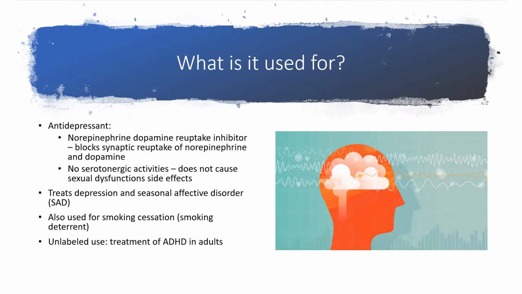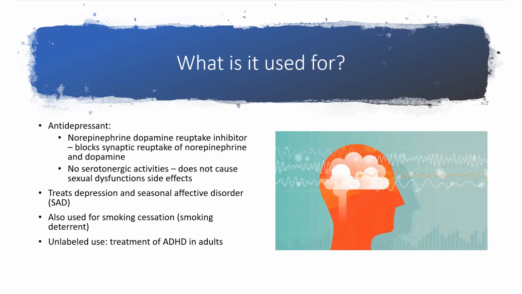So what is it used for? Bupropion is an antidepressant, but more specifically, it's a norepinephrine dopamine reuptake inhibitor. This means that it blocks the synaptic reuptake of norepinephrine and dopamine. There are no serotonergic activities, so it does not cause sexual dysfunction side effects, which is different than most antidepressants, because most antidepressants do cause sexual dysfunction.